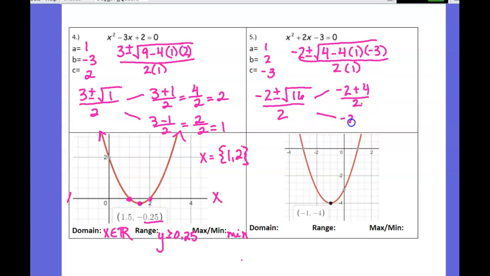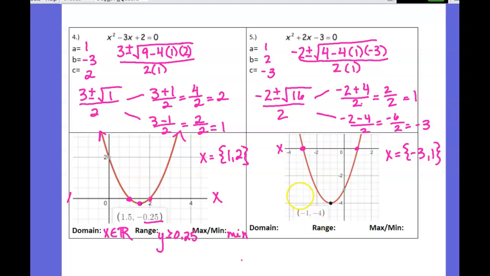And then we've got negative 2 minus 4 divided by 2. This is going to be 2 halves, which is 1, and this is going to be negative 6 halves, which is negative 3. Okay, so when we look at our solution, we've got x is equal to negative 3 and 1, and let's verify that with the graph. We cross here at the x-axis at negative 3 and here at 1, so that does work.